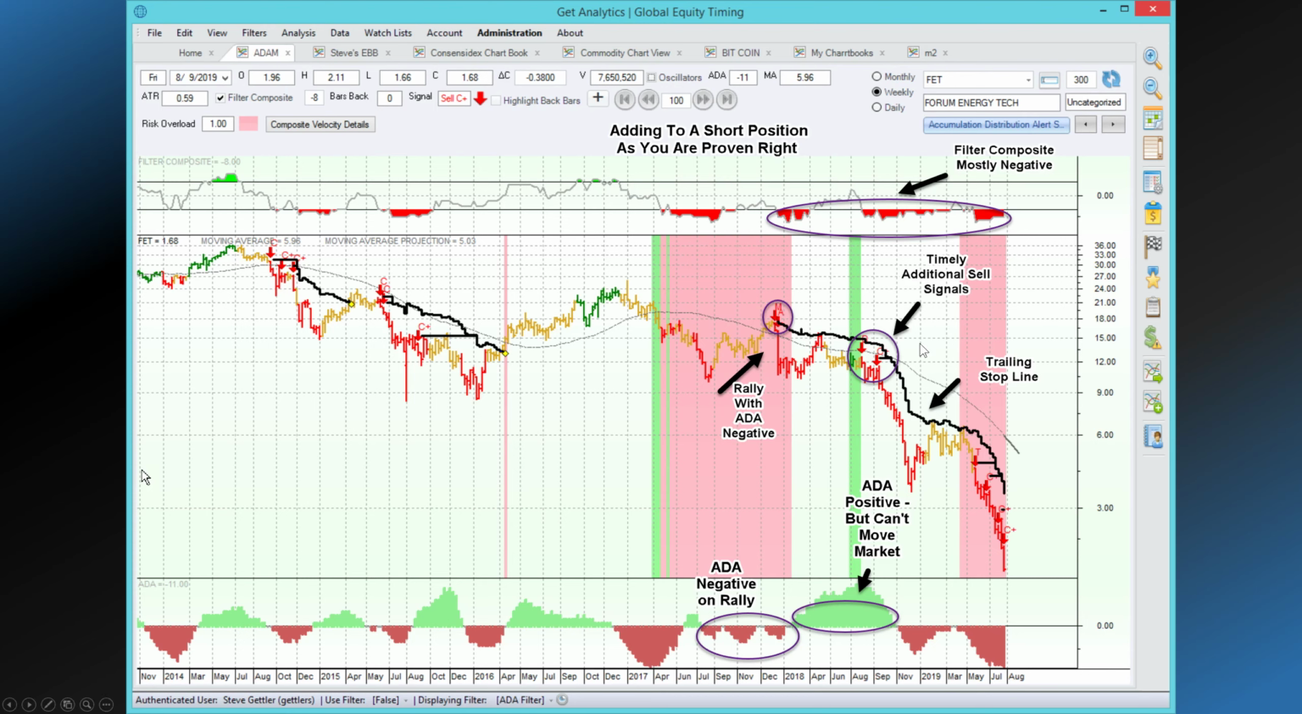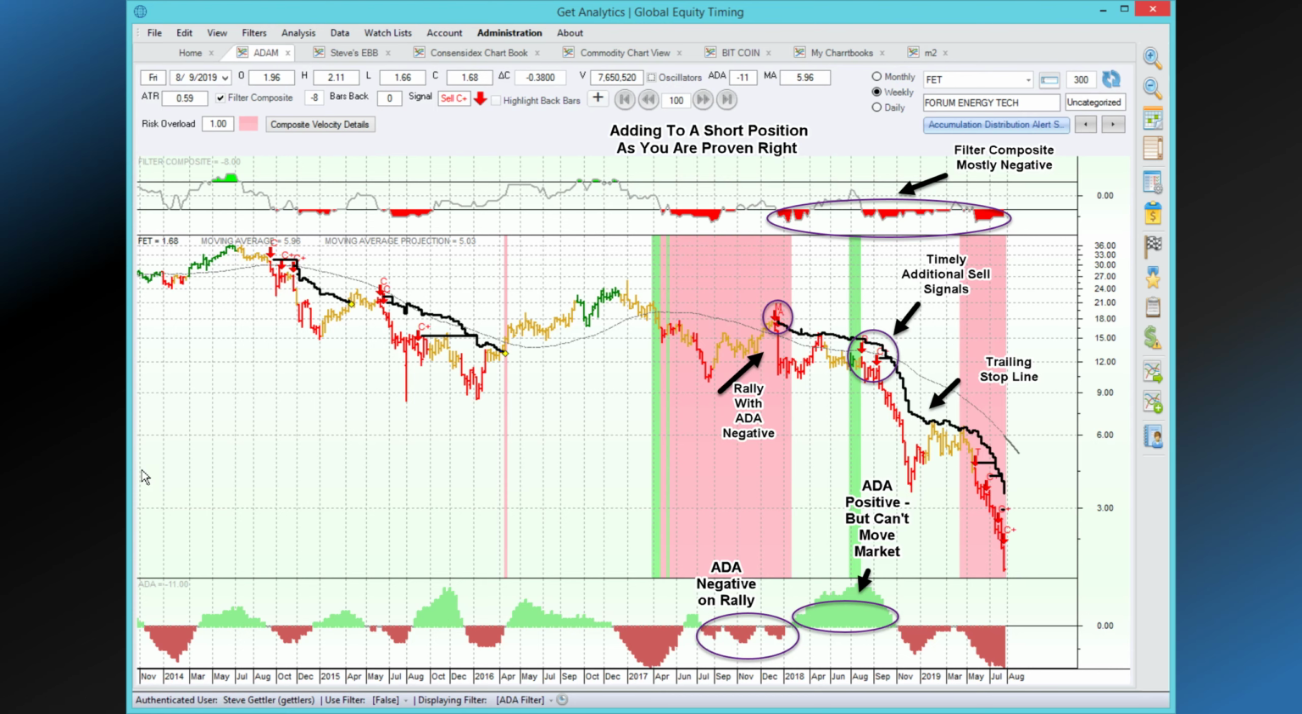Now, there are subsequent add-on opportunities, and here is the trailing stop that tells us we're still in this position. We get this additional signal here, another signal here, and even more as prices start to collapse, clear down below $2 a share from an initial price of 16 or 17.